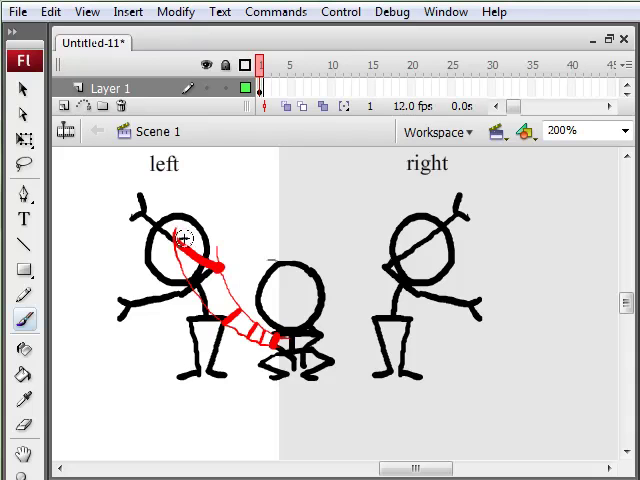So the arm is going from fast to slow, and it's following these arcs of motion so that you won't have choppiness in the animation. It looks nice and buttery smooth. That's about it for contrast.